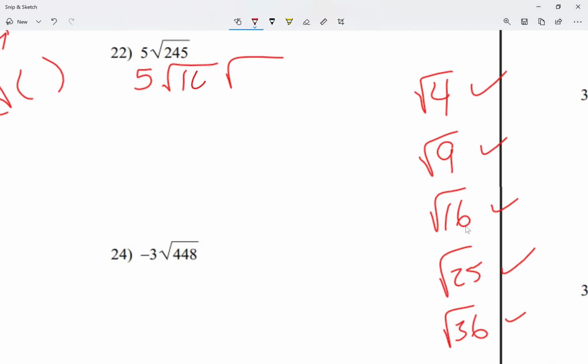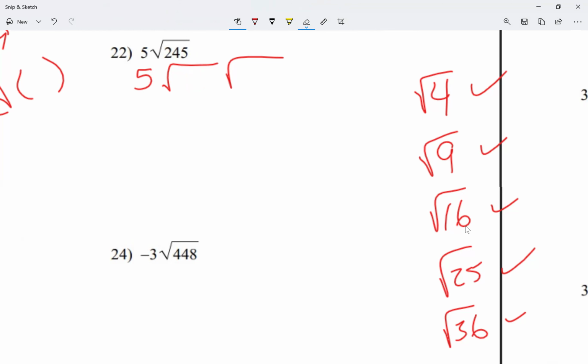Could I possibly try 16? Now notice I'm trying numbers and some of them don't quite work. This is what you gotta do on your homework. You gotta keep on trying. Well, square root of 16, 245 divided by 16 gives me a decimal as well. So nope, that one doesn't work. Now, what about 25? Could I possibly do that? Nope, it doesn't work either. How about 36? Nope, doesn't work either.